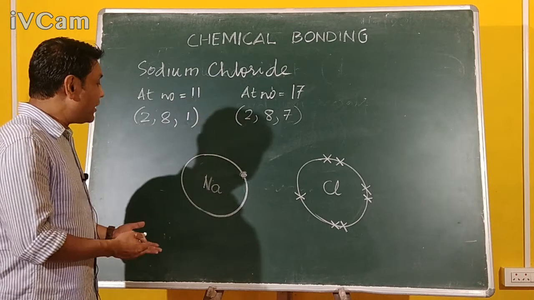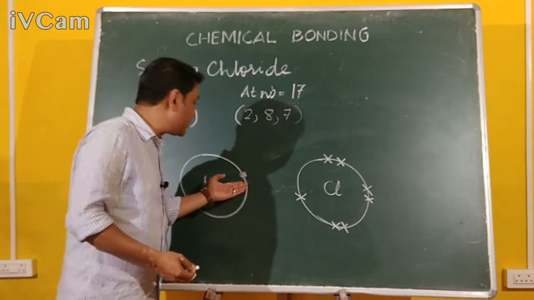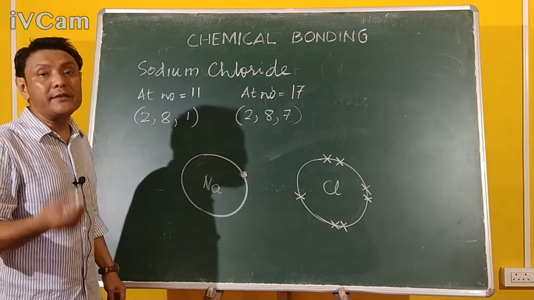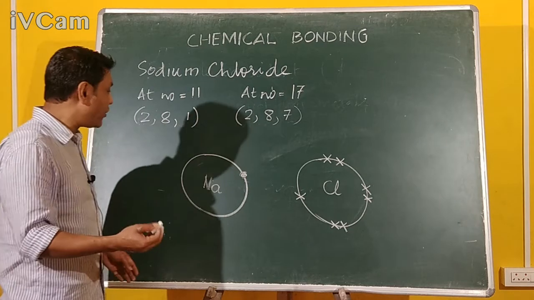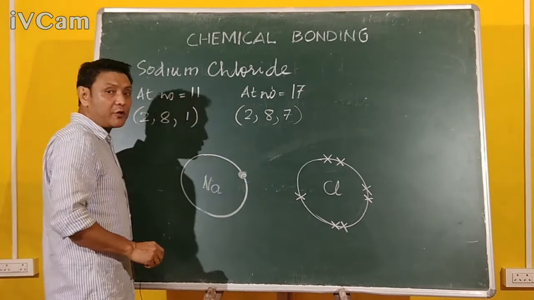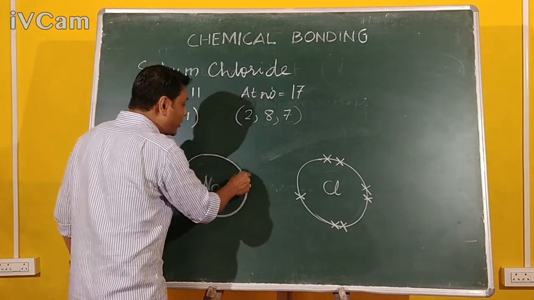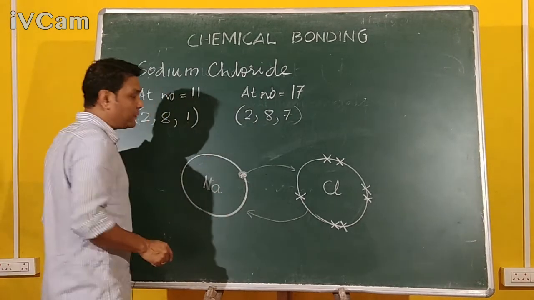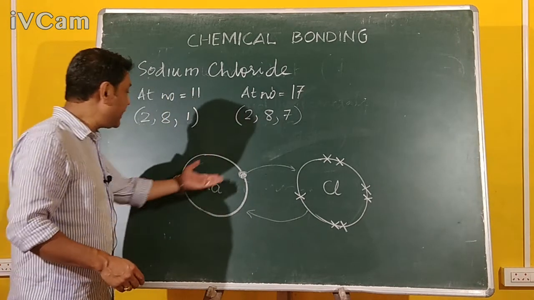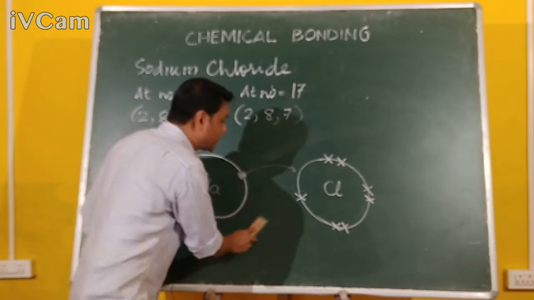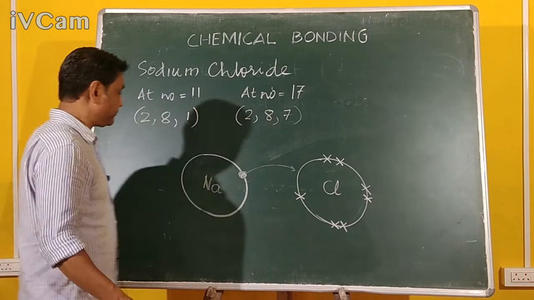And there is a chemical combination between the sodium, a metal, and a non-metal. Now, metal always gives electrons. How many electrons does sodium have? 1 electron in the outermost shell. Is it easier for sodium to give 1 electron or to receive 7 electrons from chlorine? Obviously, it is easier for sodium to give 1 electron to chlorine.